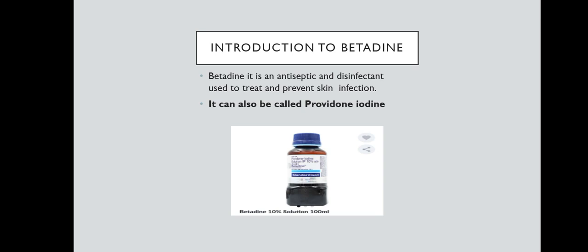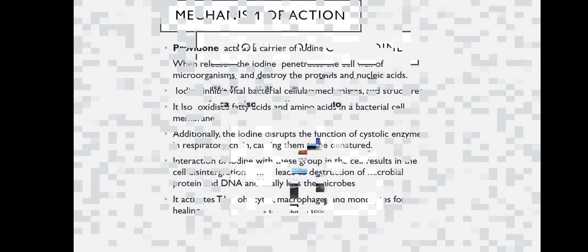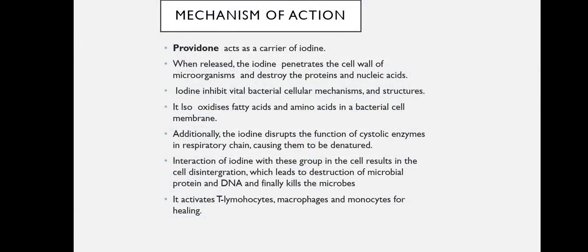So here I have a picture of Betadine solution. We can actually see that it is a blackish liquid solution. It can also be called Povidone iodine. In Betadine solution we have an active ingredient which is called Povidone iodine, which we're going to talk about later on the pharmacology side. Moving on to the mechanism of action, Povidone acts as a carrier of iodine.